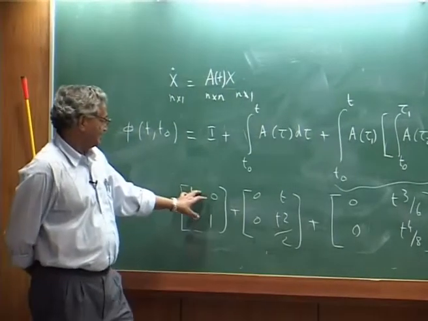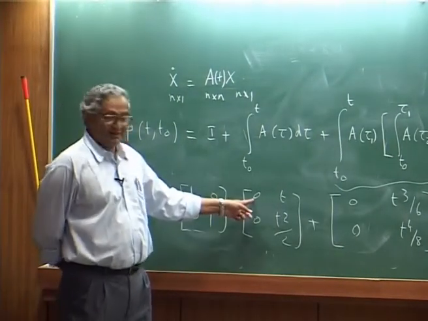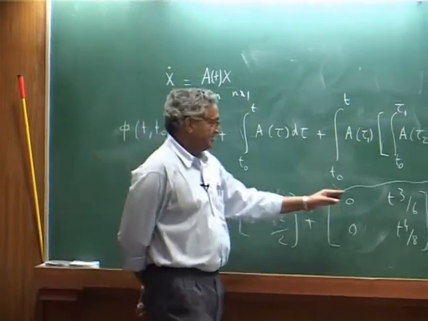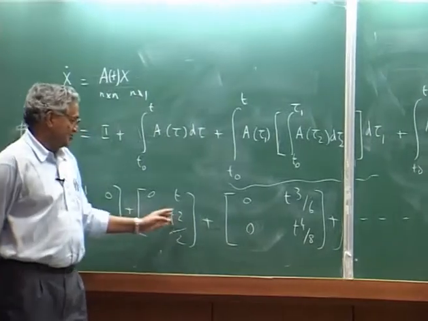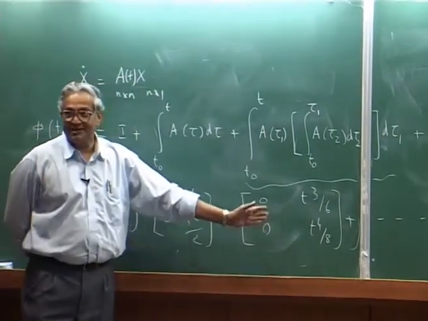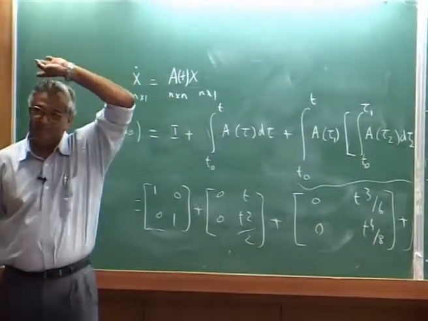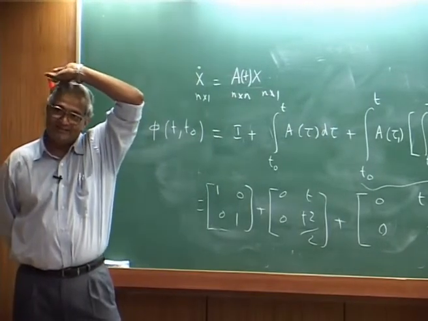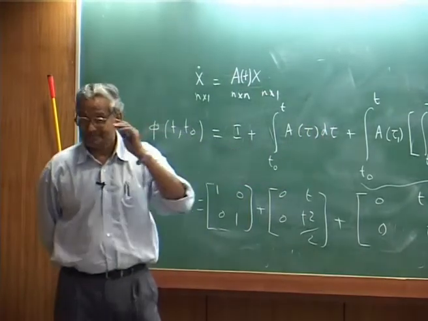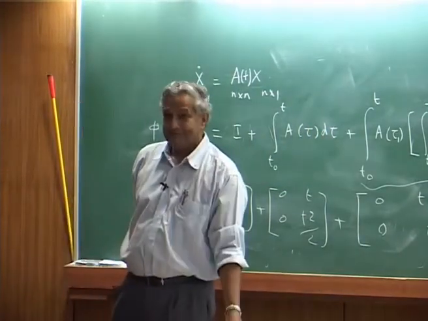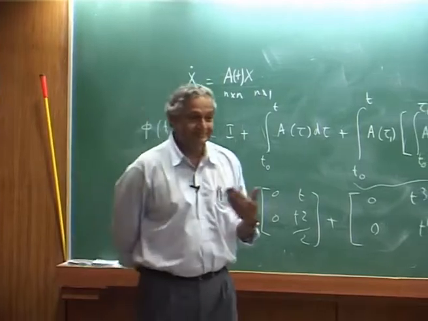So this term will be 1, here you will have t cube by 6 etc., and here you will have 1 plus t square over 2 plus t 4 over 8 etc. it will go on. So like that you will have a long series. This you have to do only numerically.